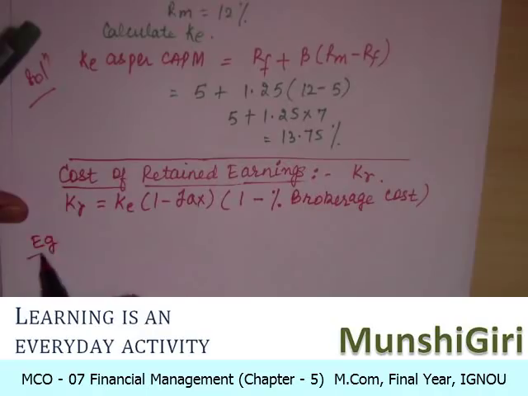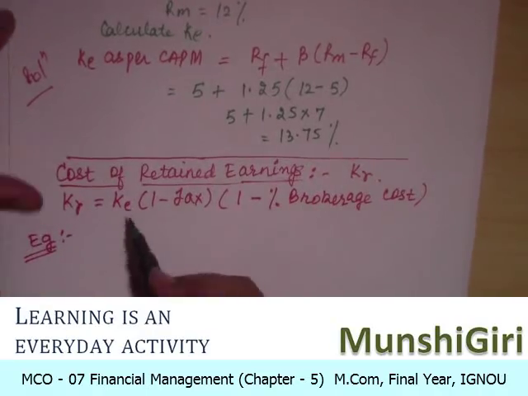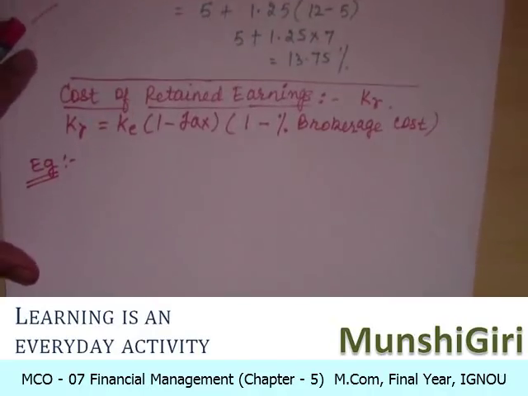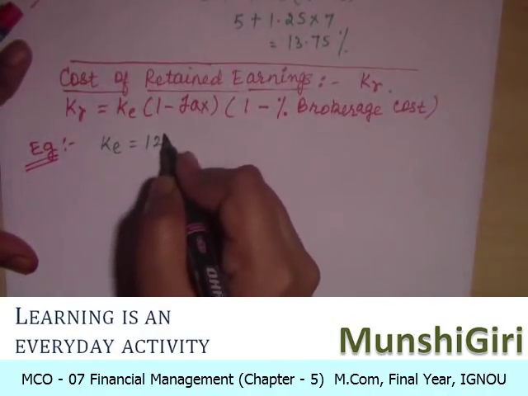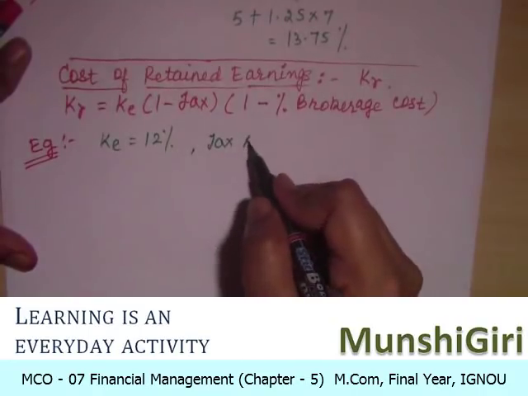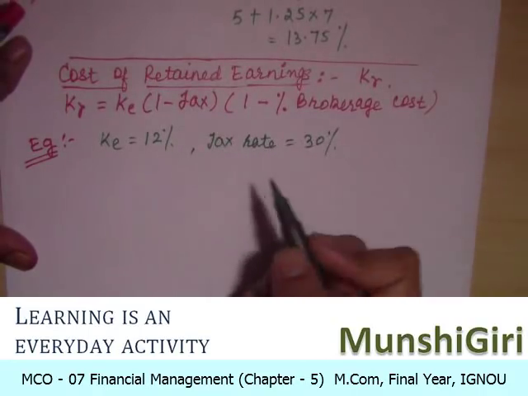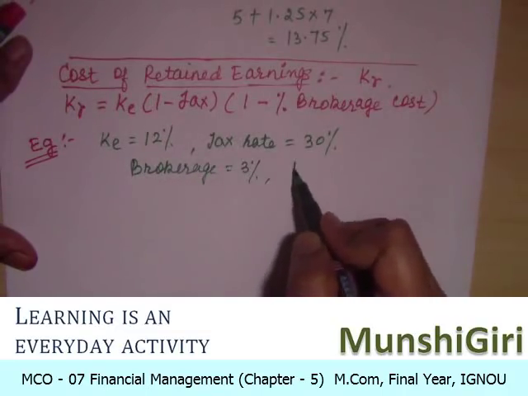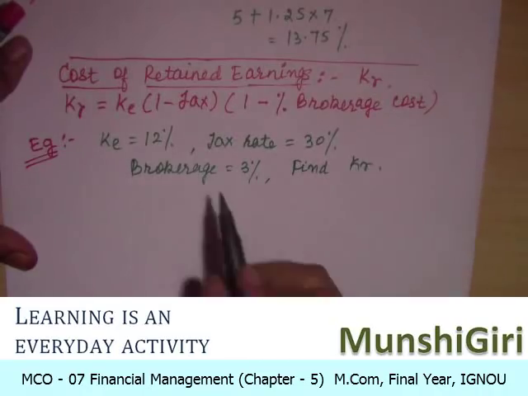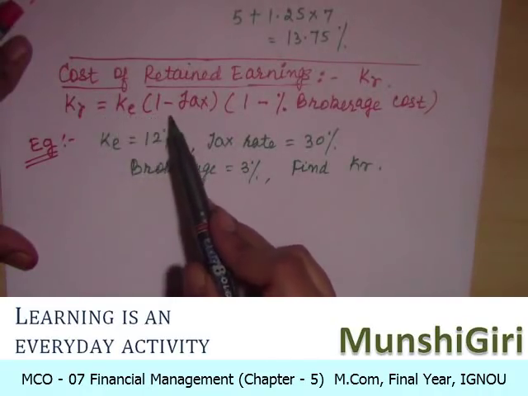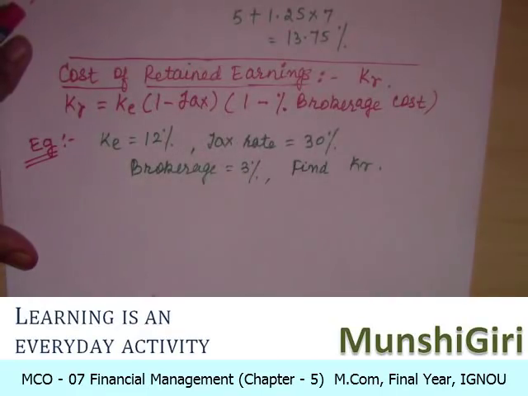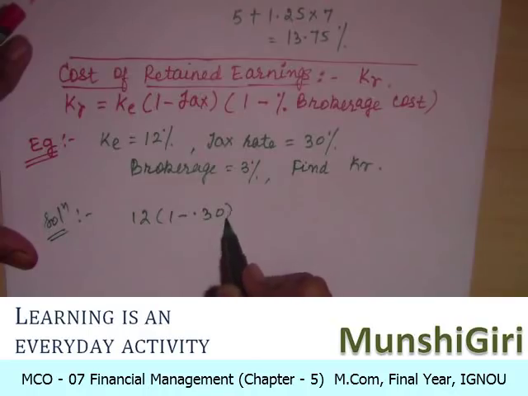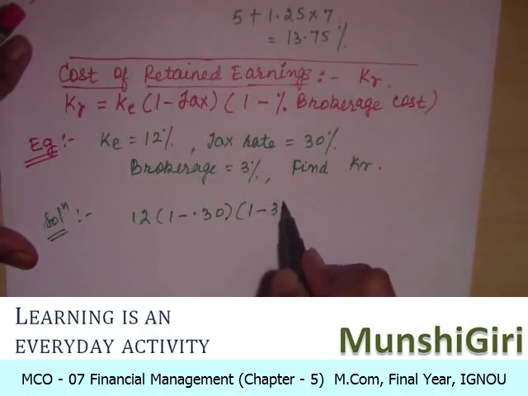So let's take up an example for doing this. KE is equal to 12%. Tax rate is 30%. Brokerage 3%. Find KR. So we have the formula here. KR is equal to KE, 1 minus tax, into 1 minus percentage brokerage cost. So KE is 12%, 1 minus tax rate 30%, into 1 minus 3%.